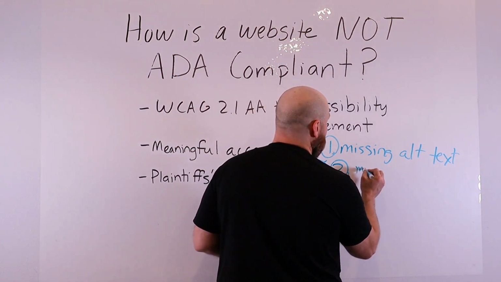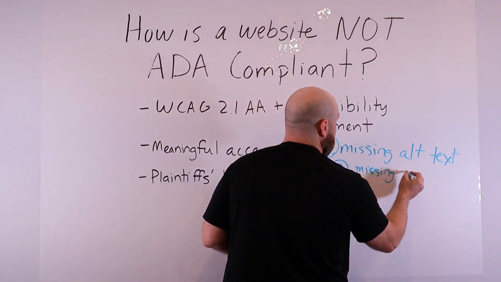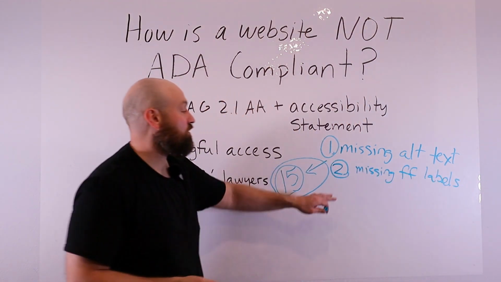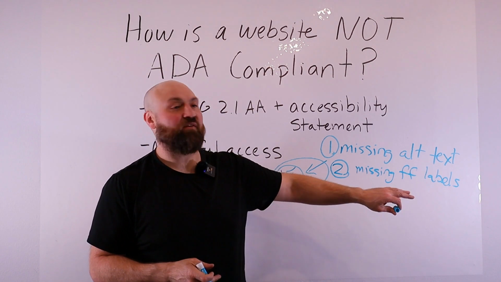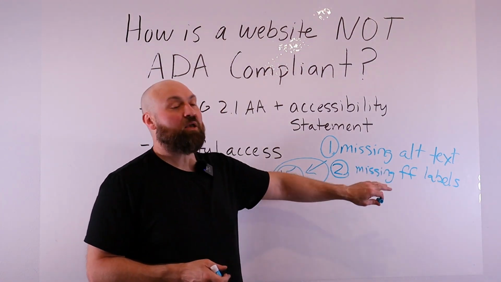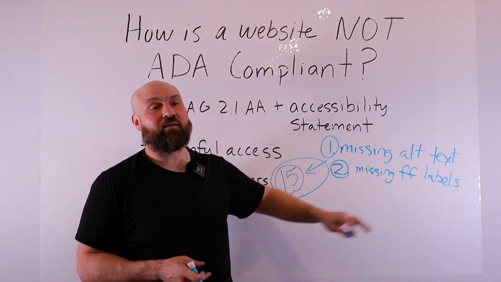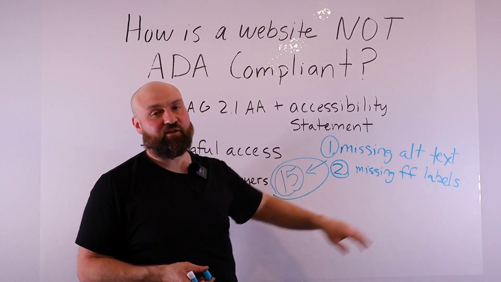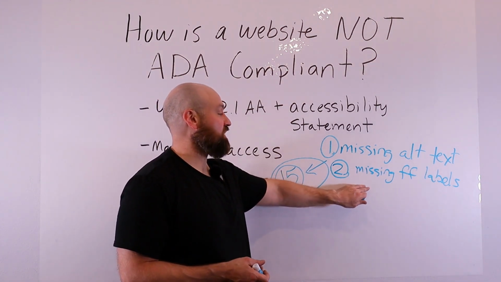Another is missing form field labels. And I am referring here specifically to the programmatic labels. So let's say we have a sign-up form and it's asking for the name and your email. And the problem is that programmatically the form fields are missing labels. Then this also commonly shows up in complaints filed in courts.